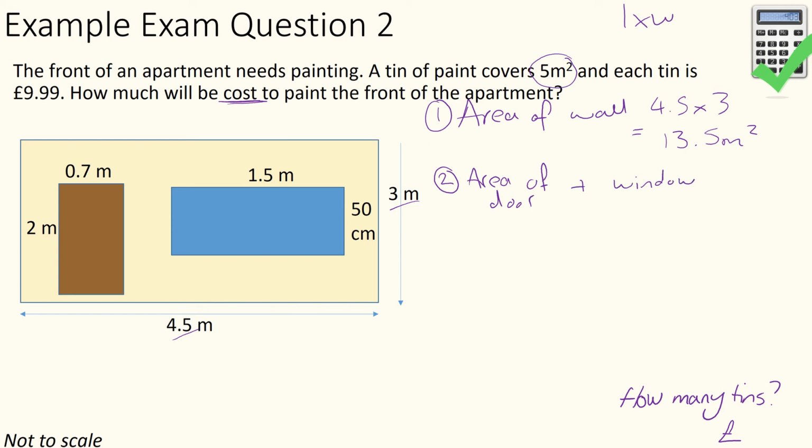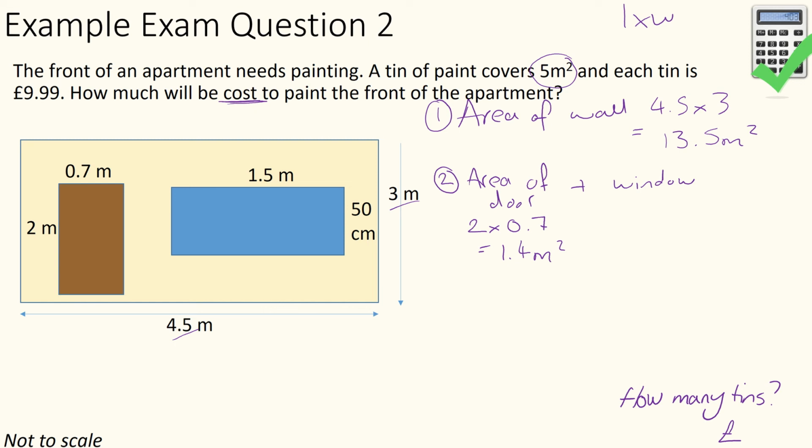And once we've got the area of the door and the window, we're going to take it away from the total area of that wall, and that will leave us with the area of the wall, the shaded part. So the area of the door, we've got 2 times 0.7, and that will give you 1.4 meters squared. And I also need to know the area of the window.